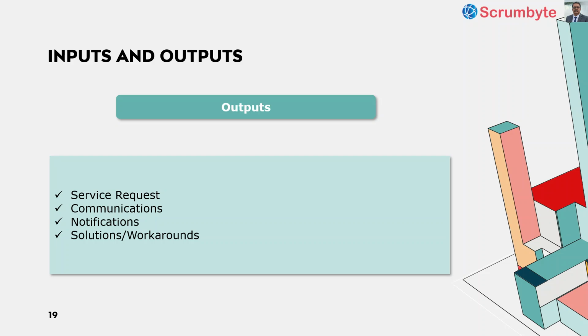Then the output is communication. So if there is a problem, then the management will be informed saying that, hey, you know what, this particular incident cannot be resolved. What do you want us to do? So the management, or whoever it is, has to pick up a call and talk to the customer and say that this is where we are stuck. It is not our problem, or it is our problem, but it requires time. Also, notifications are part of outputs of an incident management, and solutions and workarounds. These are all the different types of outputs.